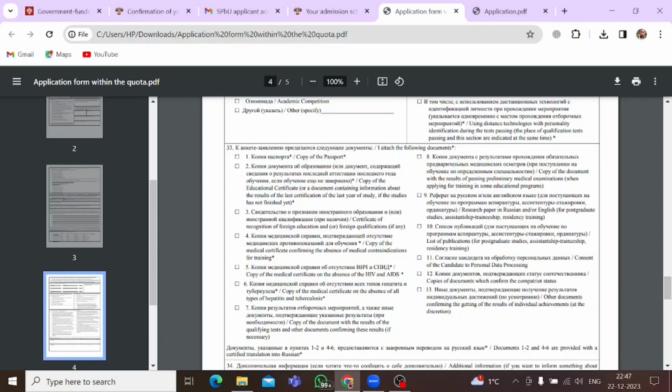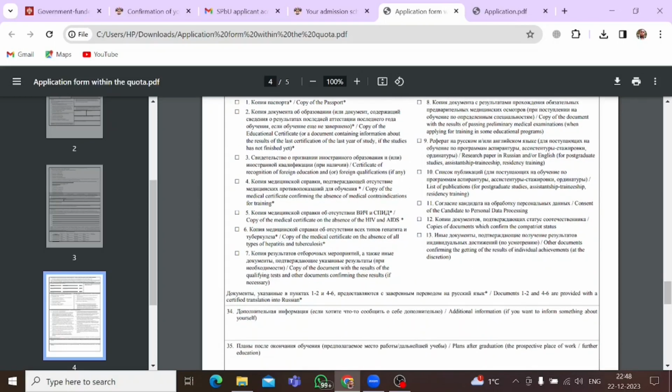The additional medical examinations which I told you you need to submit, if you manage to submit them, you're going to tick this. Then you come down to number 11, which is consent to the processing of personal data. Since you filled and uploaded it, you have to tick it. And number 13, other documents. In case you submitted any other documents, you tick this. That's all about this section.